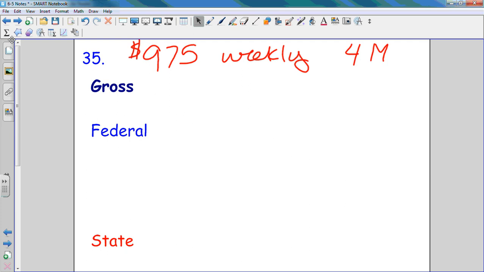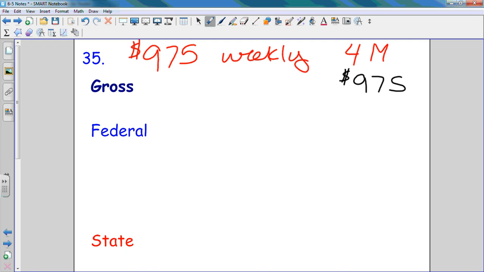My gross pay. I'm going to start out with my gross, so I'm going to write gross pay $975 up here at the top, just so that I know that's my gross pay. Federal pay. Now, is $975 in the chart on page 222 and 223? Can I use that chart for weekly married? Does it go that high? No, so I have to use the other method. We don't have a chart that goes that high, so we have to use the other method.